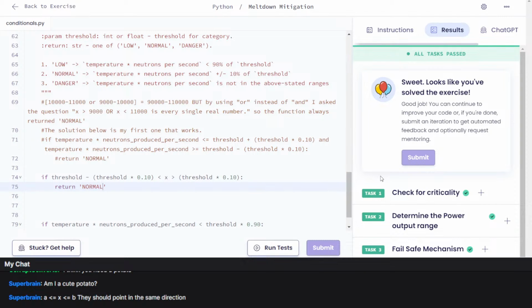Normal. Superbrain says A equals B. They should point in the same direction. Really?